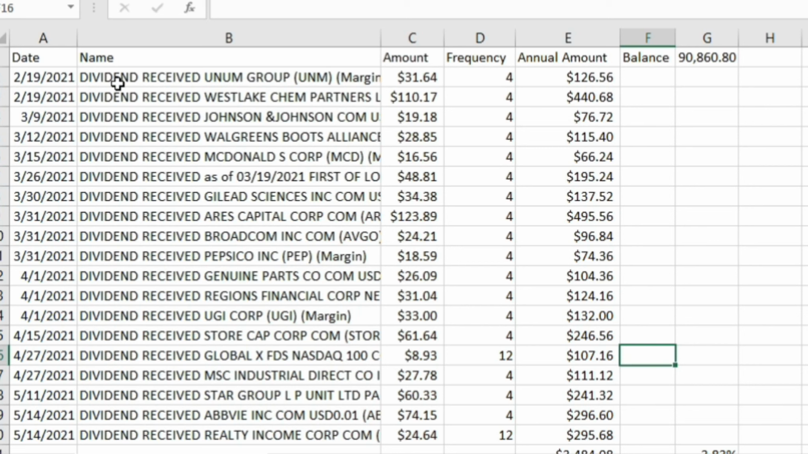So here are all of those different holdings here: Unum Group, Westlake Chemical, Johnson & Johnson, Walgreens Boots Alliance, McDonald's. We've got First of Long Island, Gilead Sciences, Ares Capital, Broadcom, PepsiCo, Genuine Parts, Regions Financial, UGI, STORE Capital, Global X NASDAQ 100 Covered Call, MSC Industrial, Star Group, AbbVie, and Realty Income.